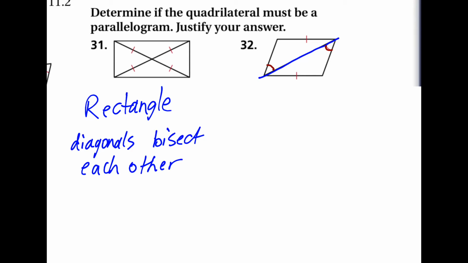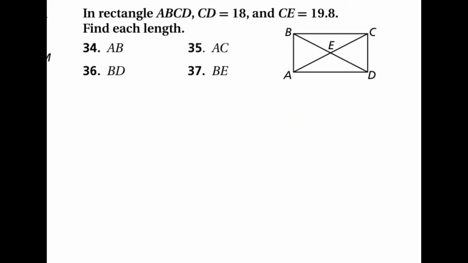In 32, if you consider this blue diagonal as a transversal, and these angles as alternate interior angles, you can conclude that one pair of opposite sides are parallel, and then a different pair of opposite sides are congruent. So no, this one is not a parallelogram. The condition to be met was that the same side is both congruent and parallel, and as written, one side is congruent and the other side is parallel. Doesn't work.